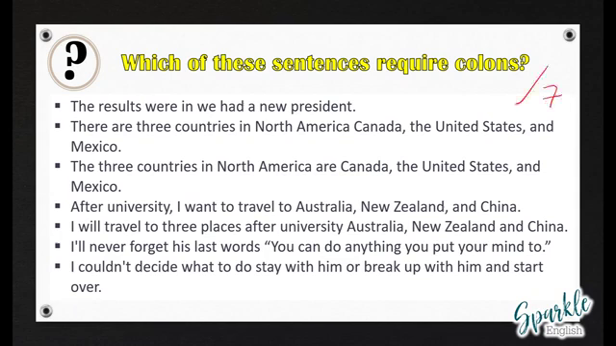The results were in, we had a new president. There are 3 countries in North America: Canada, the United States, and Mexico. The 3 countries in North America are Canada, the United States, and Mexico. After university, I want to travel to Australia, New Zealand, and China. I will travel to 3 places after university: Australia, New Zealand, and China. I'll never forget his last words. You can do anything you put your mind to. I couldn't decide what to do: stay with him or break up with him and start over.